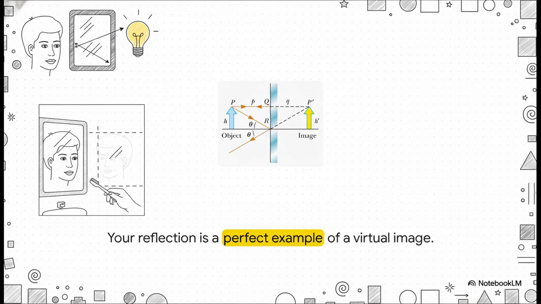And you know what? This right here is something you experience every single day. When you look in the bathroom mirror in the morning, your reflection seems to be on the other side of the glass, right? Light rays from your face bounce off the mirror and hit your eyes. But your brain does the work and constructs that image behind the mirror's surface. That's a perfect, everyday example of a virtual image.